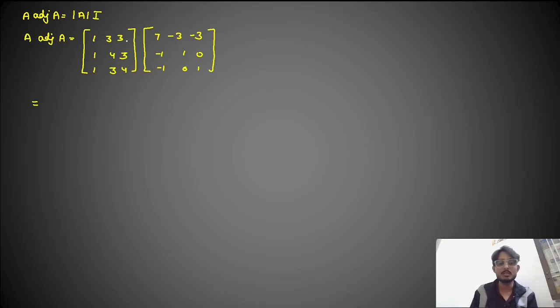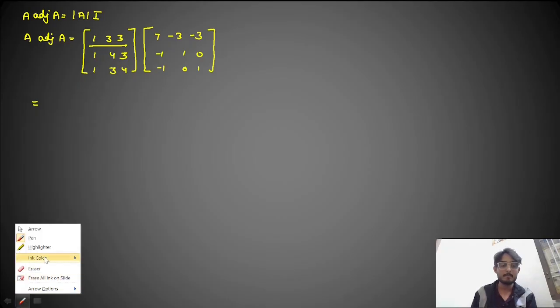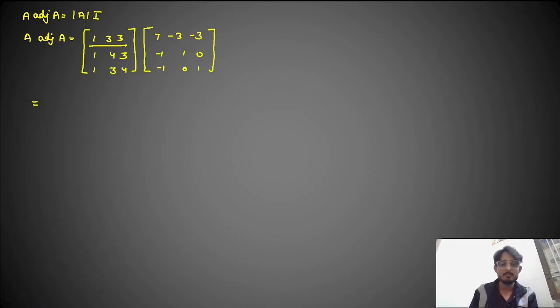So here 1 3 3, when you multiply this row by this column to get the element of the first row, multiply the first row with the first column, second column and third column. By which process will you multiply the corresponding elements? The first element of the first row will be multiplied with the first element of the first column. 7 into 1, 7 ones are 7. Second element with second element, 3 into 1 minus 3, and 3 into 1 minus 3.